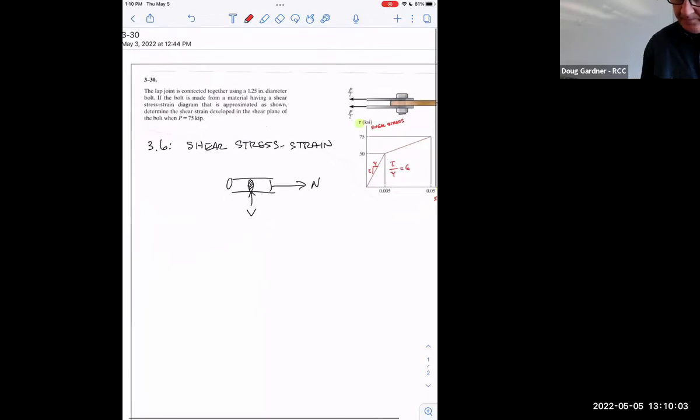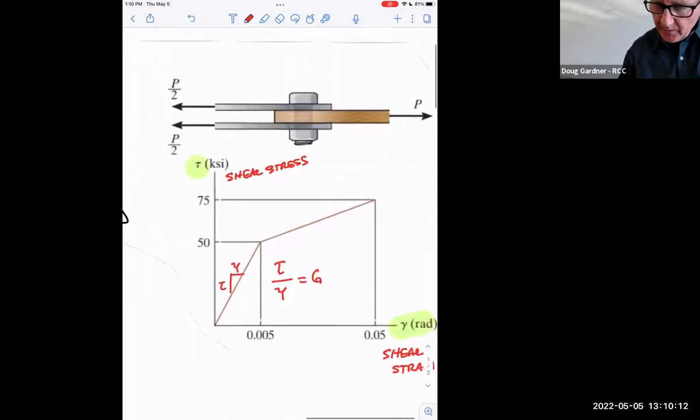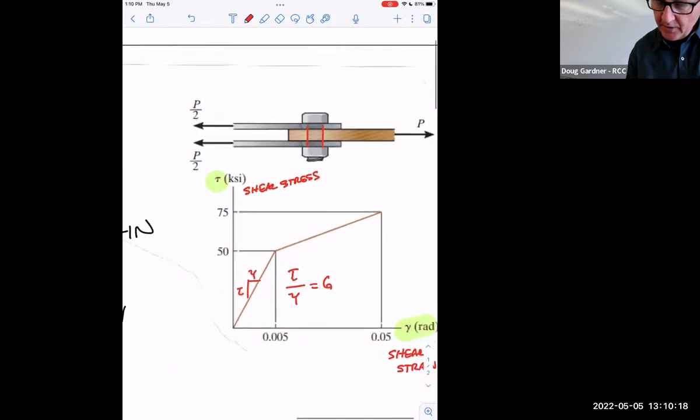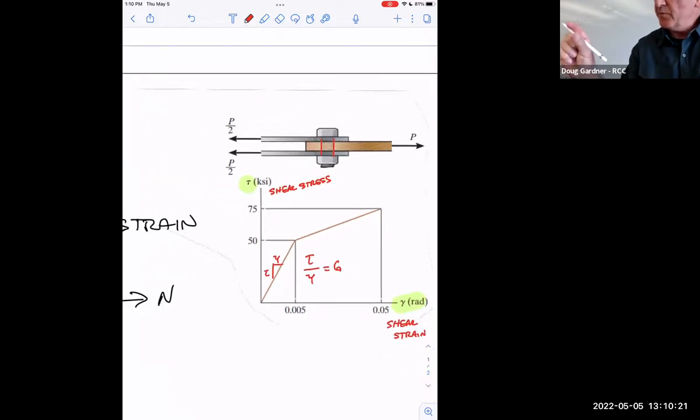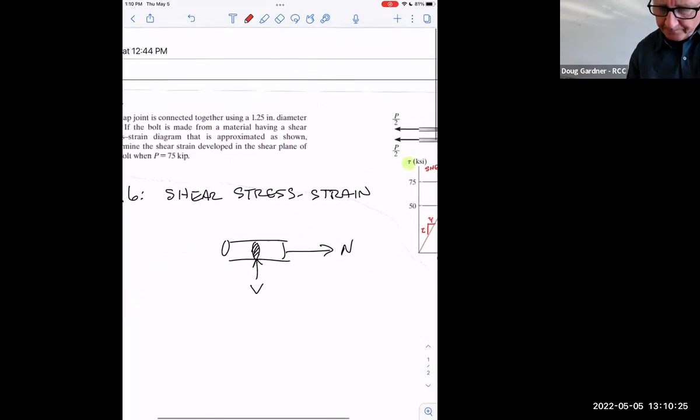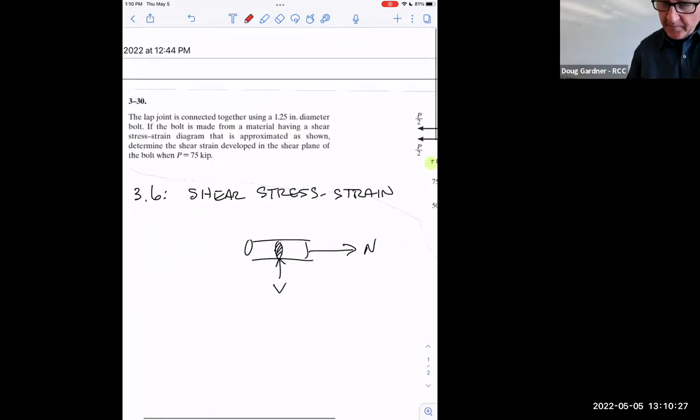And so anyway, let's see if we can get this problem right. The lap joint is connected together using a 1.25 inch diameter bolt. So I'm thinking to myself, bolt, bolt, bolt. Oh yeah, there we go. There's the bolt that has a 1.25 inch diameter. That's huge, by the way. That's massive. So, okay, got that. The bolt's made from a material having a shear stress-strain diagram that is approximated as shown.